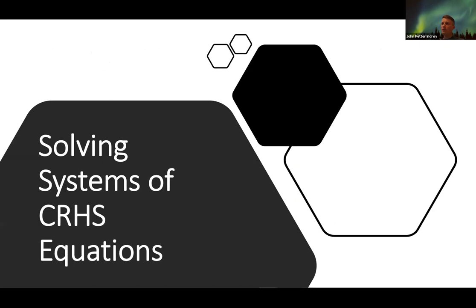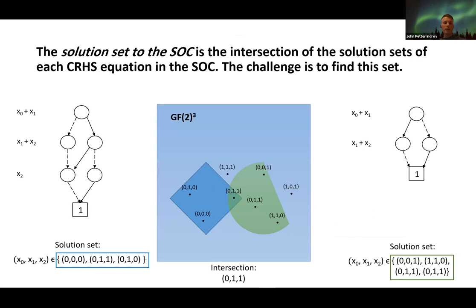Now we want to try to attack it afterwards. Solving a SOC is essentially trying to find the solution set of the SOC. And the solution set of the SOC is the intersection of the solution sets of all the individual compressed right-hand-side equations that the SOC is made up of. Since there can be hundreds of these, the challenge is to find this set.